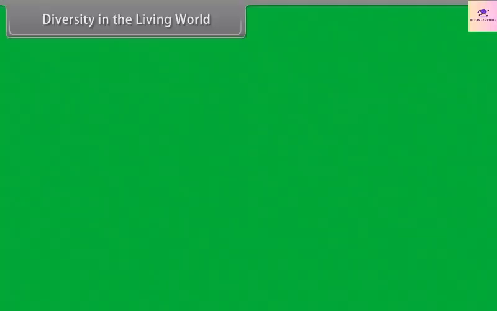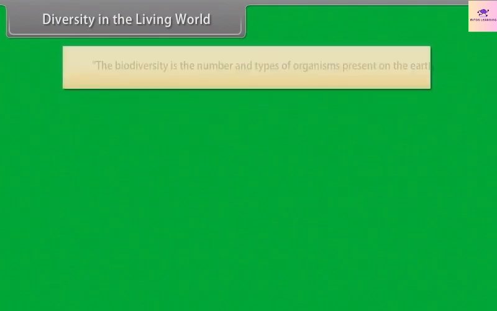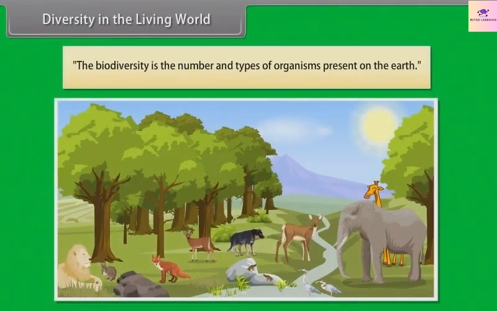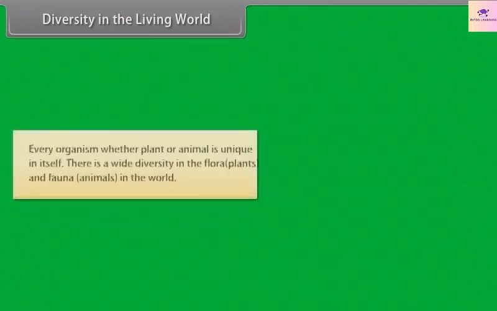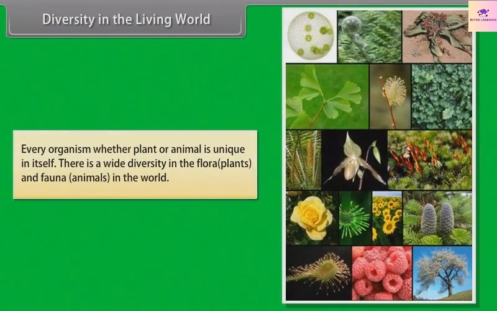Diversity in the living world. Biodiversity is the number and types of organisms present on the earth. Every organism, whether plant or animal, is unique in itself. There is a wide diversity in the flora, plants, and fauna, animals, in the world.